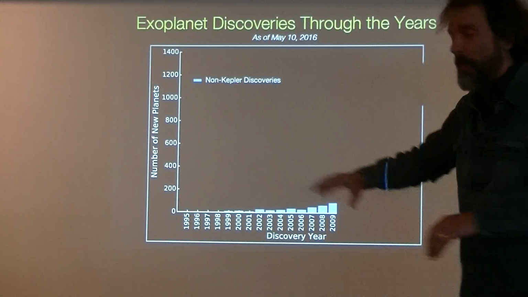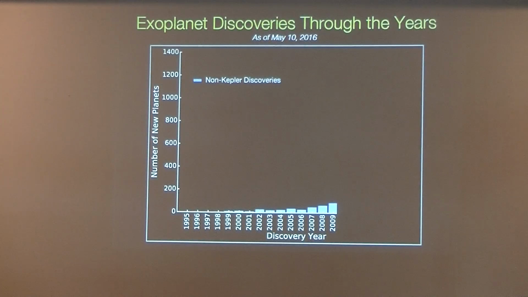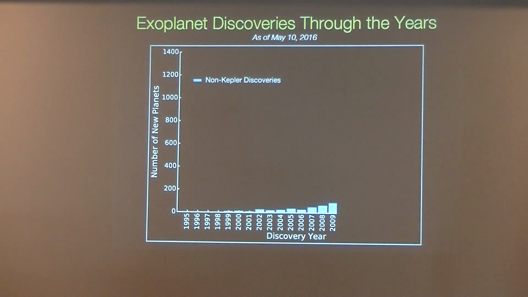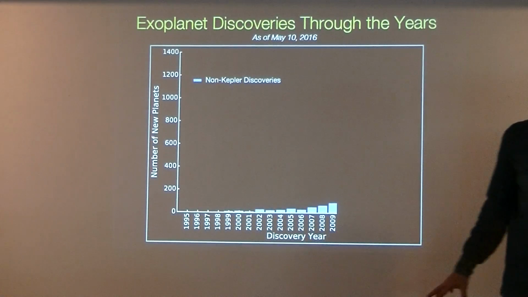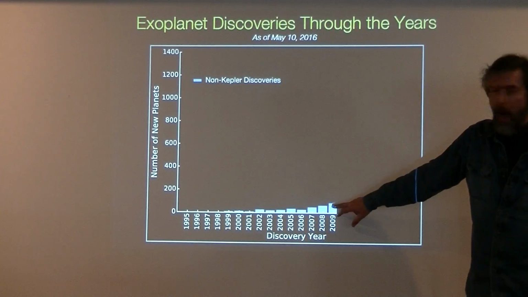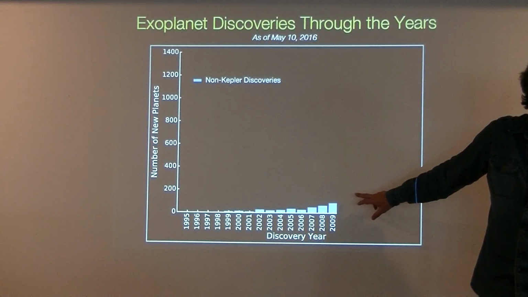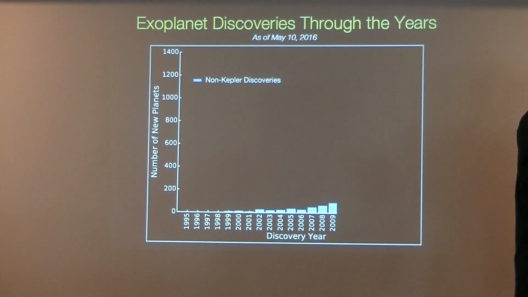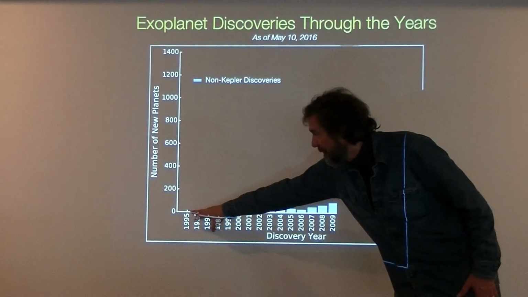Anyway, so here we go. Summary. What's out there? As of May 10th, 2016, this gets updated every day. This is the last plot I could find. Here are the number of planets found every year prior to 2009. These are all being found using radial velocities. The first technique I showed you, measuring the speeds as they go around each other. These are radial velocity discoveries. There's one here in 1995, the first one.